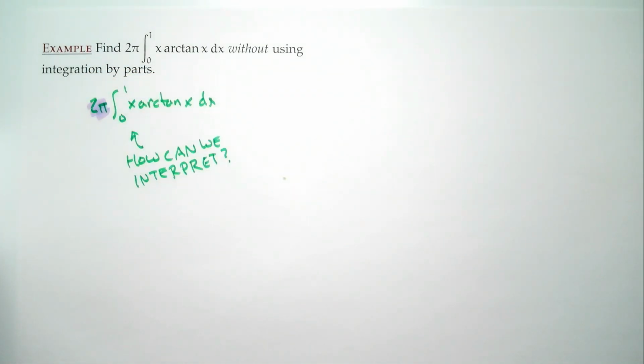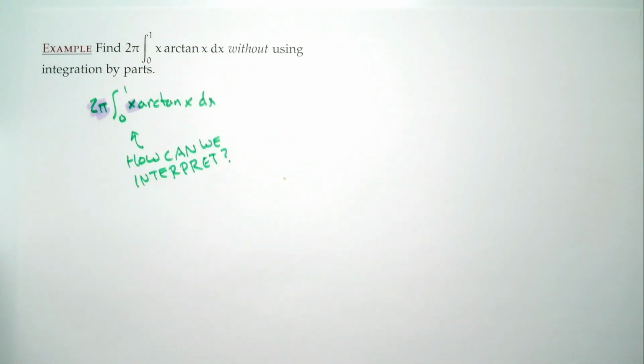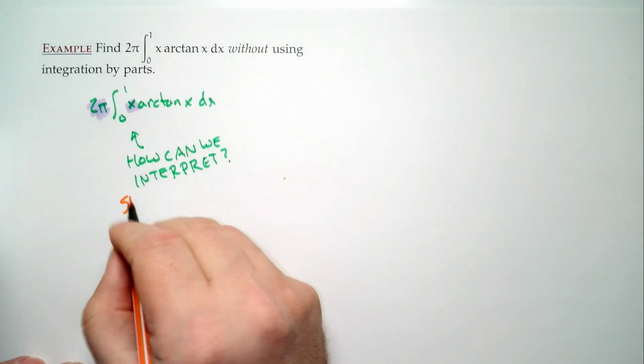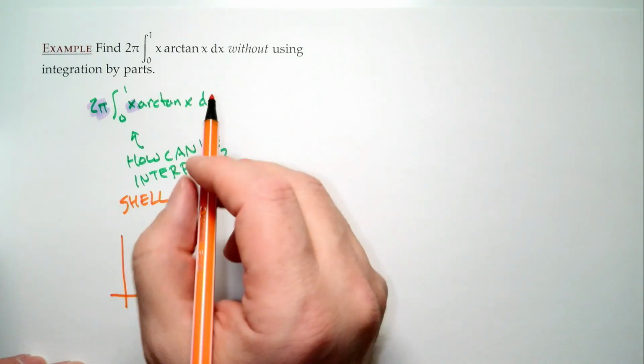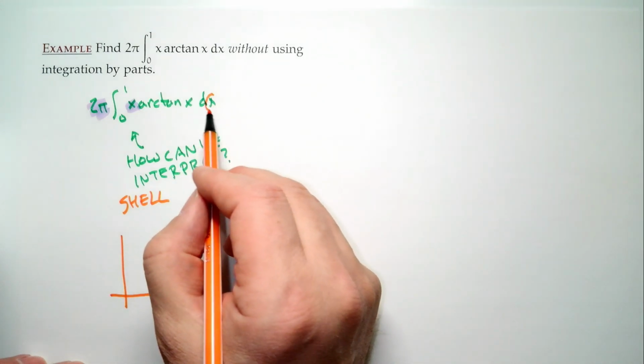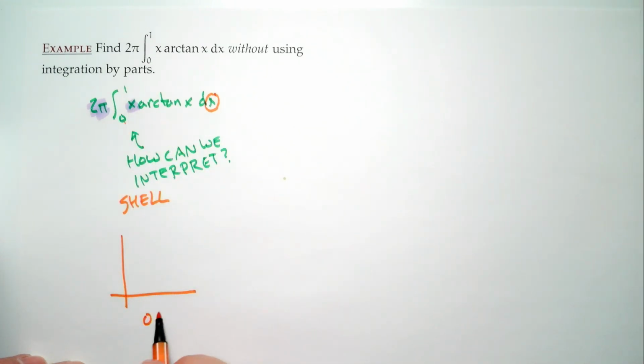When you see 2 pi, that's a pretty big clue. Also when you see x, because oftentimes when you see a radius, it's something really simple like that. So it says, hey, maybe this is a shell method. So let's think about what shell method this is. We might say to ourselves, well, there's a couple things going on. We know it's an integral with respect to x, and it goes from 0 to 1. So we're going to have x go from 0 up to 1.